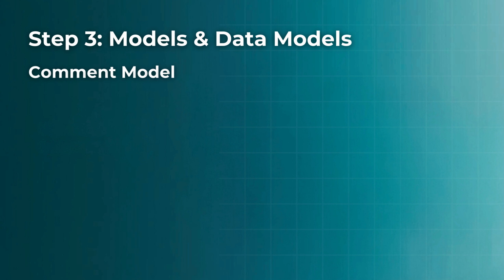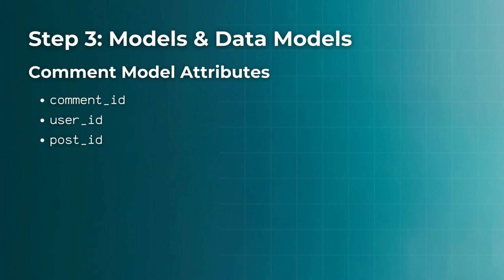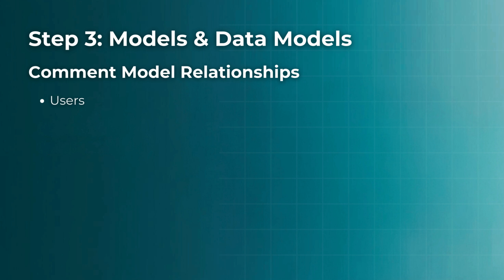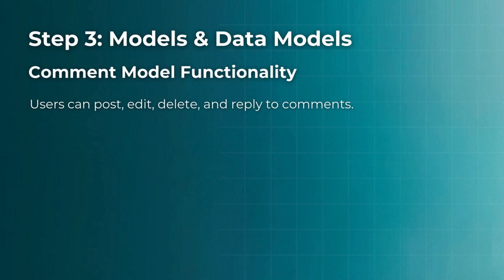Then we have the comment model. This model enables users to comment on posts, fostering interaction and discussions. The key attributes for this model are a unique ID for each comment, who made the comment, the post being commented on, the text of the comment, when the comment was made, and finally, the last update to the comment. This model has relationships with the users and posts, while its main functionality is to allow users to post, edit, delete, and reply to comments.